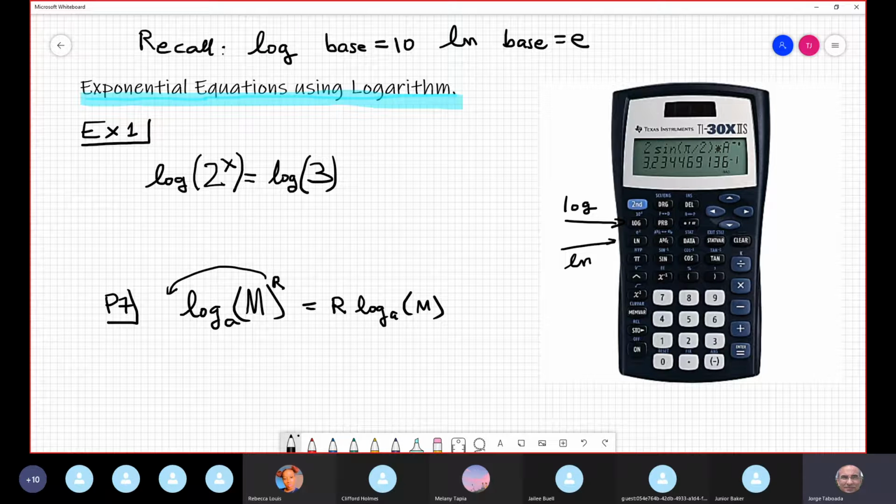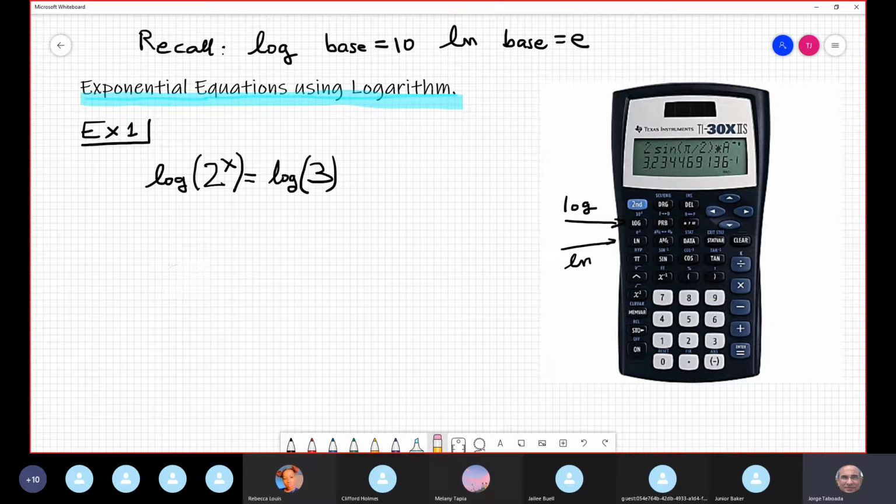So always we apply property number 7. Why? Well, not always, but frequently, because this allows me to convert this exponent to a factor in the front. So we have x log of 2 equals log of 3.